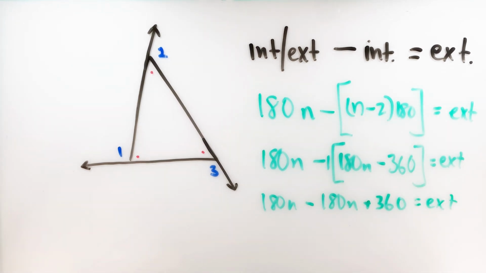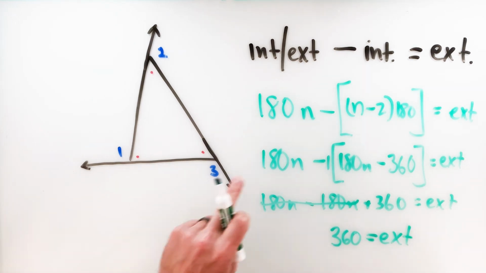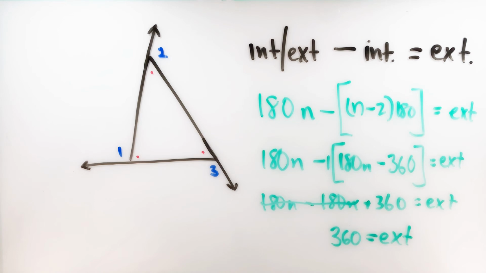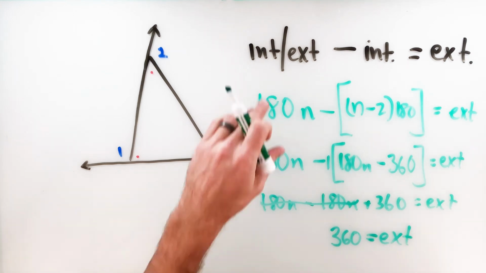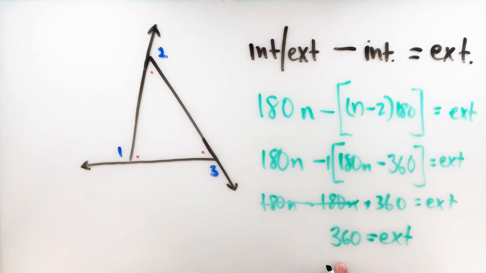And you can see here that you're going to get something that cancels out. Those 180n's, 180n minus 180n is nothing. What's left? It's 360. Okay, so your exterior angles, not just with the triangle, but any number of sides, the exterior angles always have a sum of 360.